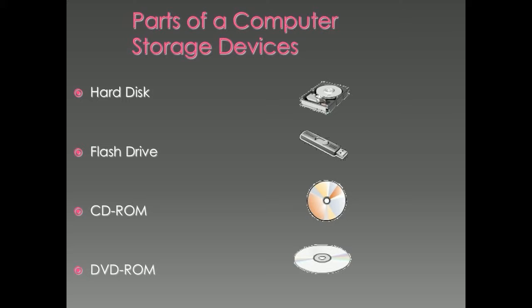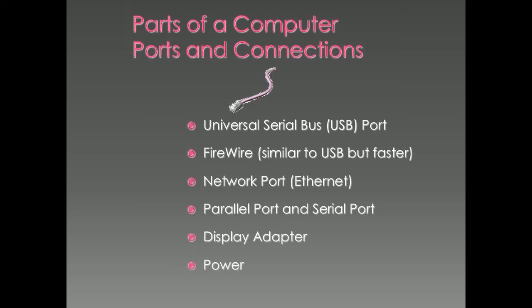Parts of a computer. Storage devices: hard disk, flash drive, CD-ROM, DVD-ROM. Parts of a computer. Ports and connections: Universal Serial Bus, USB port. FireWire, similar to USB but faster. Network port, Ethernet. Parallel port and serial port. Display adapter. Power.